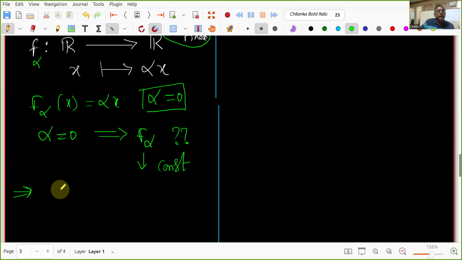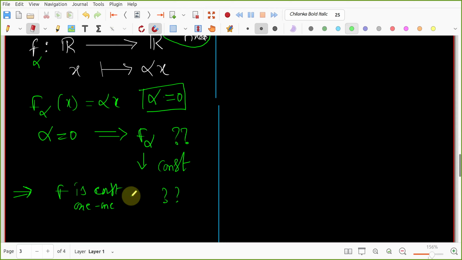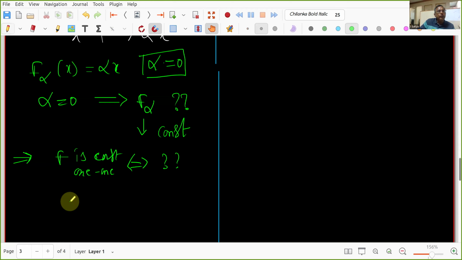F is constant and 1-1 also. F is constant and 1-1 when does it happen? In general, F is 1-1 and constant if and only if what? Similarly, F is constant and onto, then what can we say? If and only if. These are interesting. Like that, you need to ask several if and only if questions.